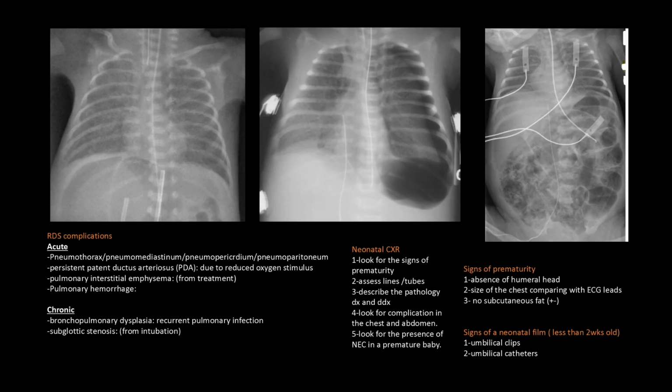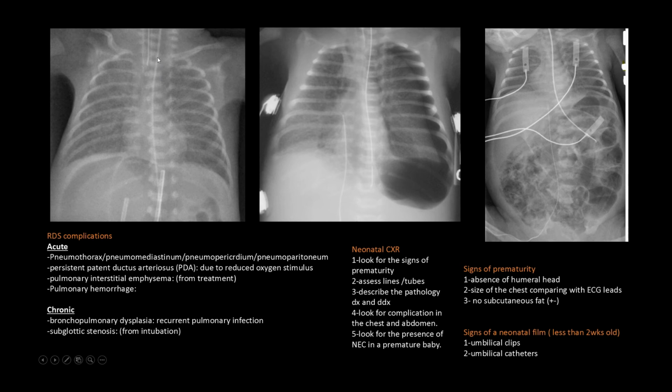Finally, let us look for some complications of RDS and oxygen therapy. So I prefer first to look for tubes and lines, and then look for air leak elsewhere in the chest or abdomen, and look for any pneumothorax, pneumopericardium, pneumomediastinum, or pneumoperitoneum. So let us see this first case.